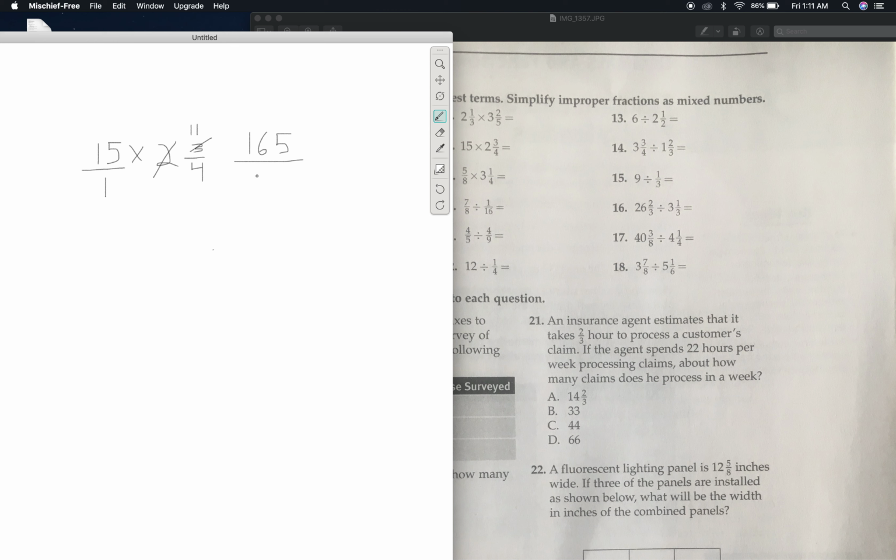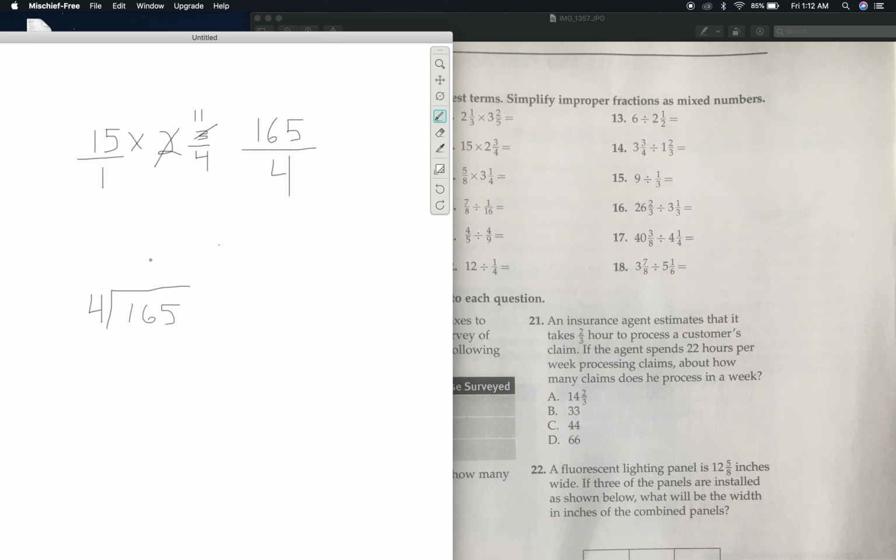4 times 1 is 4. Okay, so we have to see how many times 4 goes into 165. Anytime the number is larger like that, just divide it, whether you use the calculator if you're allowed to, or whether you have to set up the division problem, or like we did last time, multiply 15 and see which number brings it as close to 119 without going over. Okay, so those are different methods you have to use.